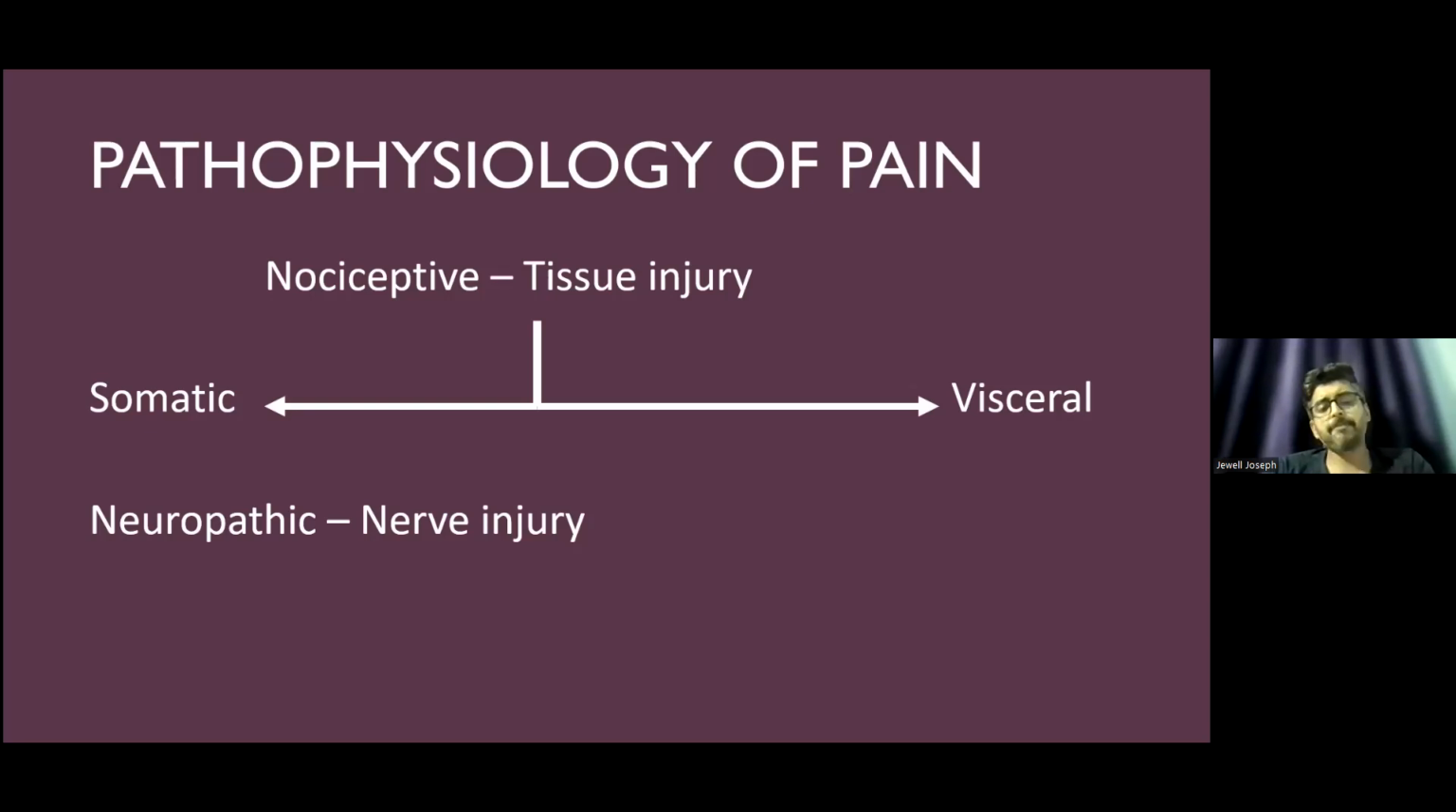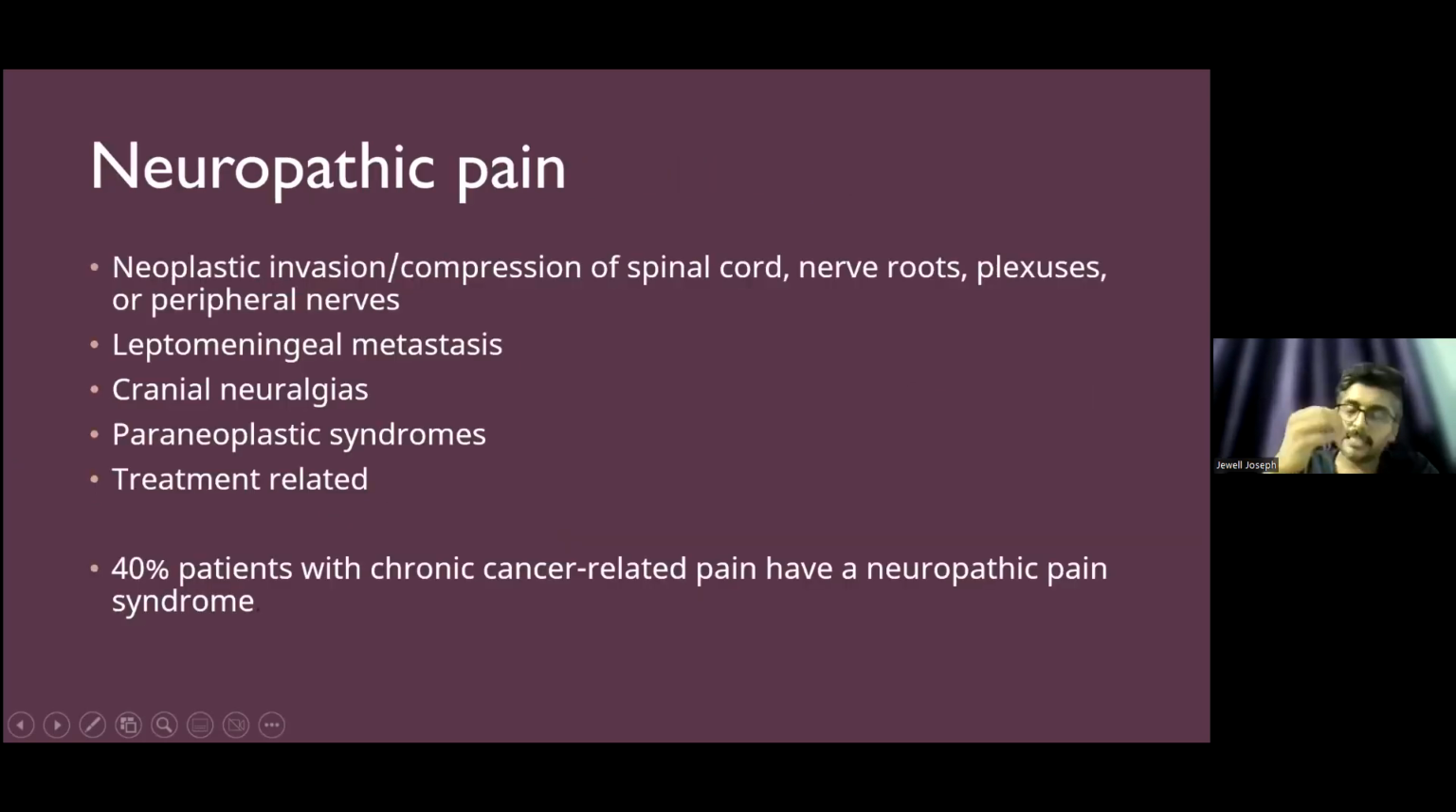So basically, pain is divided into nociceptive and neuropathic pain. These are the broad classification about the type of pain. So nociceptive pain is basically where there is a tissue injury, and neuropathic pain is where there is a nerve injury. So nociceptive pain is again divided as somatic and visceral. So somatic would be bone and soft tissues, visceral would be the hollow viscera, neuropathic would be nerve injury. So we'll start with the neuropathic pain and then go into the somatic pain.